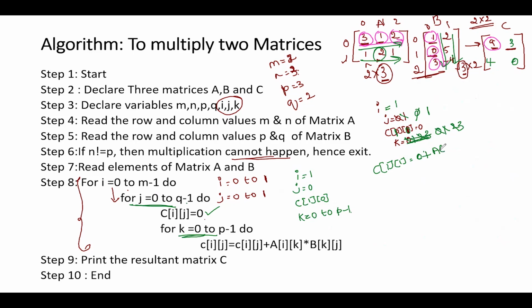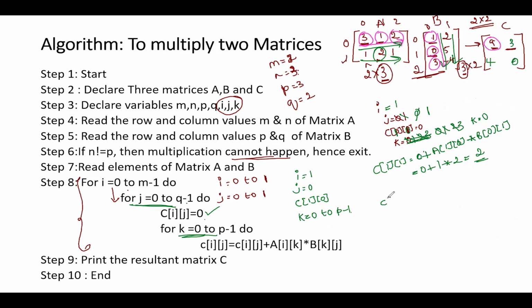plus A of I, I value we have 1, J value we have 1, A of 1 comma 1 into B of, we have K value. Once again, K value we have to initialize to 0. So which means A of I comma 0 and B of 0 comma J value is 1. Okay, let us see, 0 plus A of 1 comma 0. So 1 comma 0 is nothing but 1 into B of 0 comma 1. B of 0, first column, which is nothing but 2. All right. So we are going to get the value 2 here.